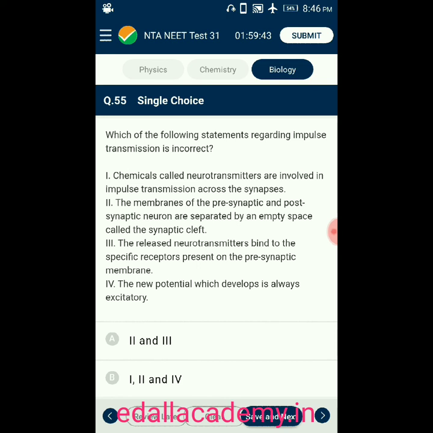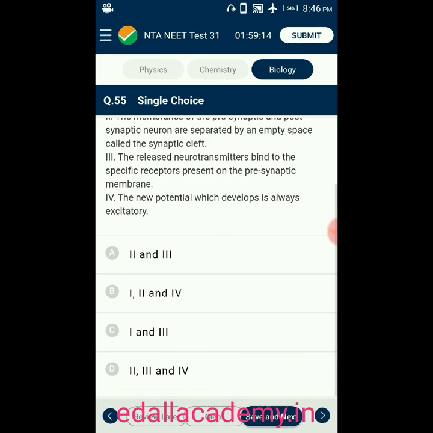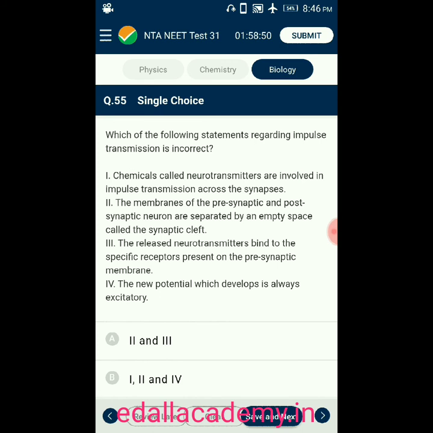Chemicals called neurotransmitters are involved in the transmission of impulse across the synapses. The membranes of the presynaptic and postsynaptic neurons are separated by a fluid-filled space called synaptic cleft. The released neurotransmitters bind to the specific receptors present on the postsynaptic membrane. The new potential which develops may be excitatory or inhibitory. So the answer for this question is option D. From the given 4 statements, these statements are incorrect about the impulse transmission.